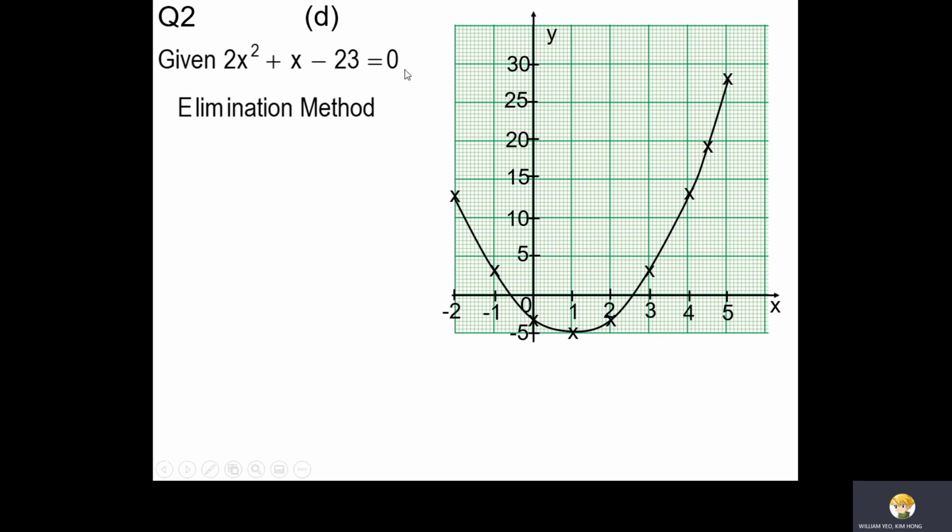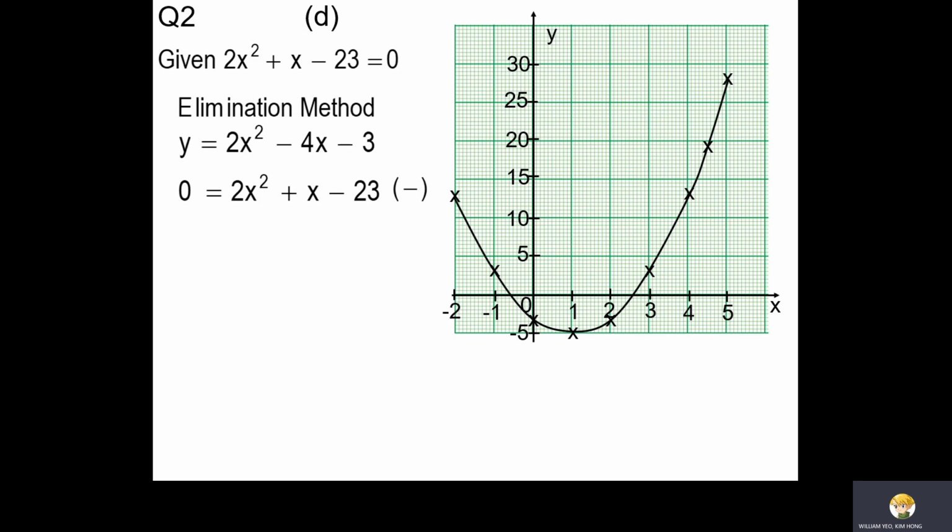Again, we use the elimination method. This is y equals 2x squared minus 4x minus 3, the one given to you in part A. Now for this one, you write 0 on the left, and write this on the right. Now you minus. If you want to eliminate x squared, you see 2x squared, 2x squared, positive, positive, same sign. Same sign, what do you do? Minus.